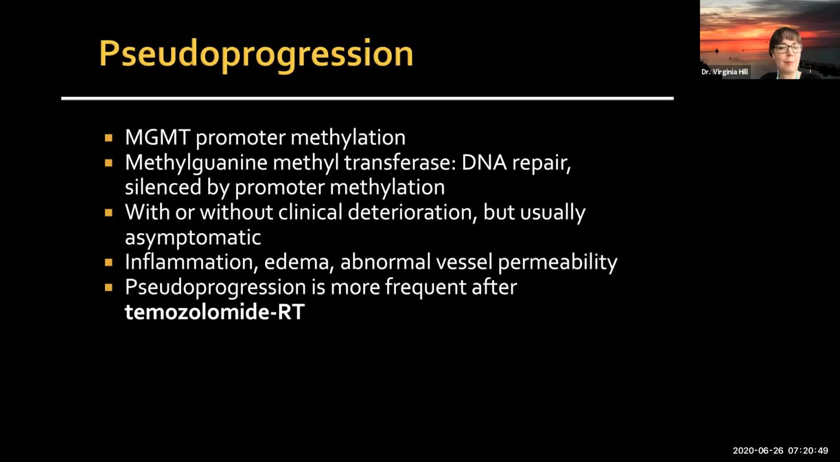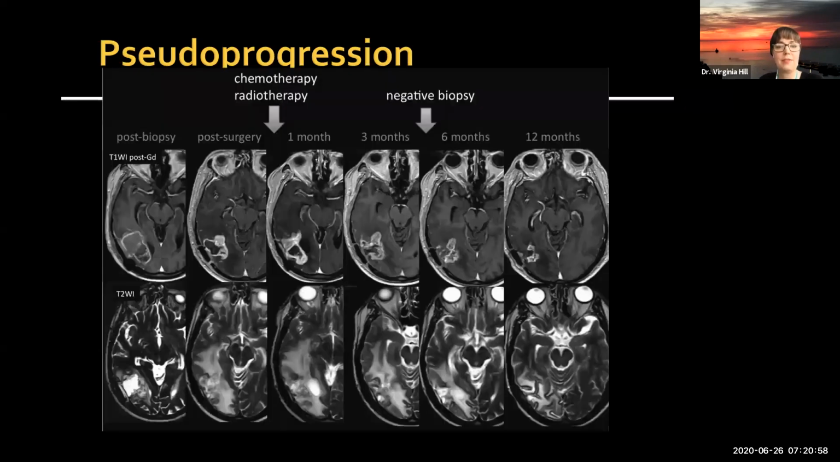Pseudoprogression is more frequent after temozolomide and radiation therapy, and can be an indicator that the treatment is working well. Sometimes that inflammation is really good. It allows the chemotherapy to get into the tumor and really attack it.